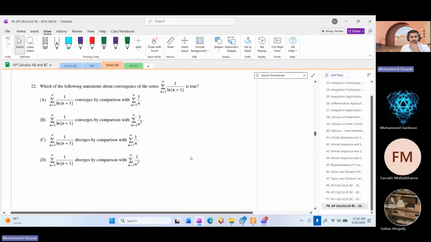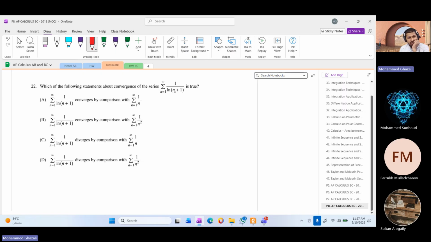Let's look. Which of the following statements about the convergence of the series is true? Now, for the convergence of the series, we need to look at this thing over here, and what we're comparing to. Think about ln n plus 1. I want you to think about which function is bigger. I'm going to compare it with n. Is n bigger or ln n plus 1 bigger? N is bigger.